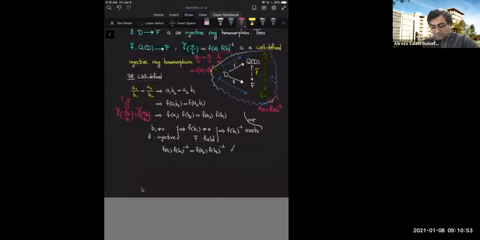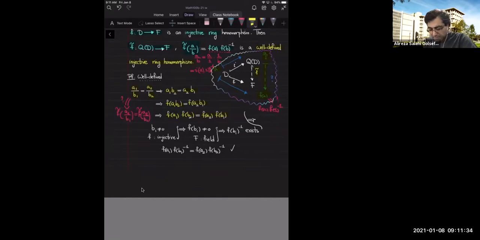Okay, so let's start again by knowing that when I tell you these two fractions are equal, that's the same as saying that numerator times the denominator, A1 times B2, is the same as A2 times B1. Knowing this, I can apply the ring homomorphism F to both sides. And I get that F of A1 B2 is the same as F of A2 B1. But F is a ring homomorphism. That means it's F of the first one times F of the second one. And that's the same as F of A2 times F of B1.